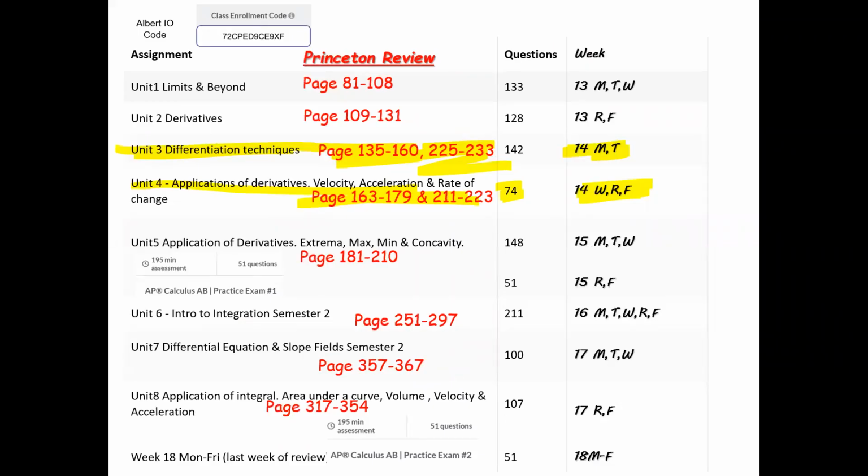Let's go ahead and take a look to see where we are. This is the end of week 14. At this point, you should have 30, 30, 30, and 20 questions. So altogether, that's 110 questions completed from Albert.io.